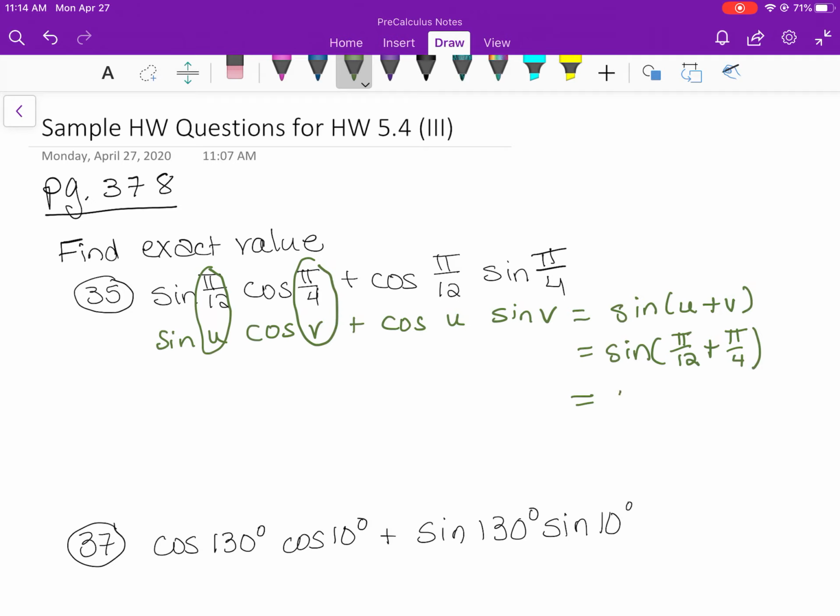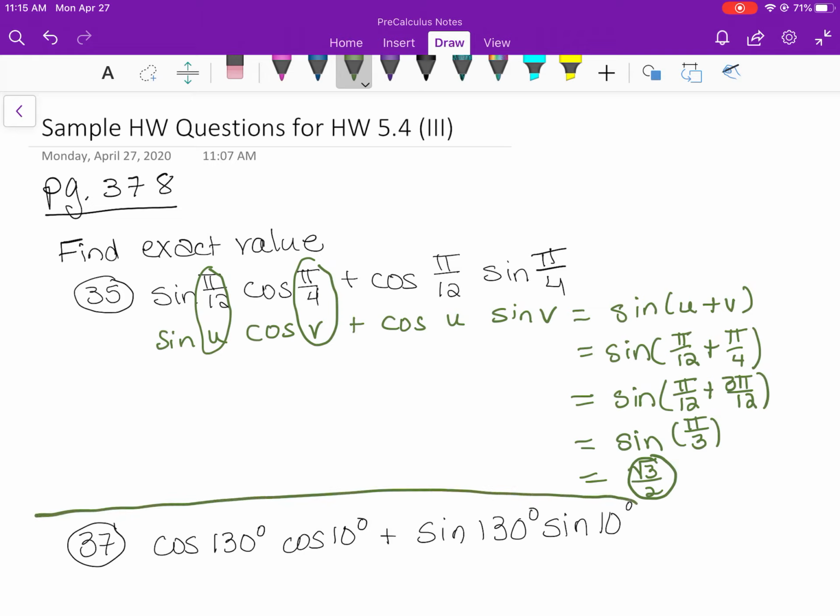And then I'm going to find the sum of pi over 12 and pi over 4. So that's 4 pi over 12, which is pi over 3. And the sine of pi over 3 is going to be the square root of 3 over 2. So you're taking these down to their exact value.